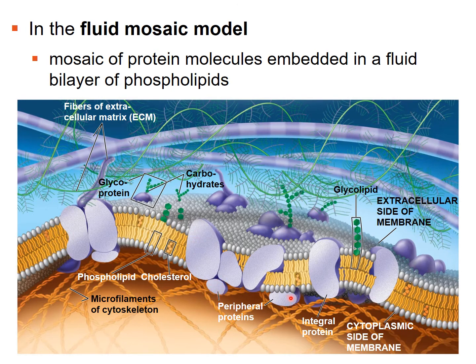Now, integral proteins can span both sides of the membrane, or they might not go quite as far. They're both integral proteins, but those that span both sides of the membrane are called transmembrane proteins.